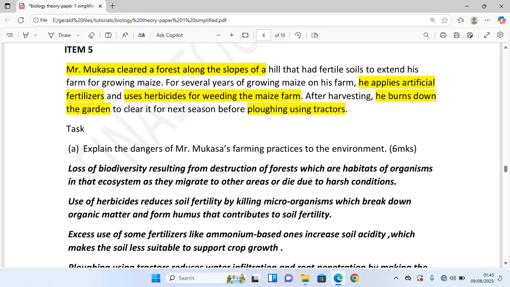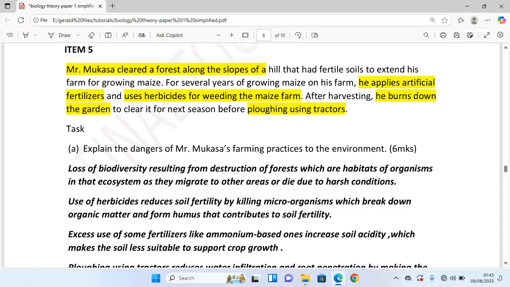So here you can see the major points highlighted, and then they say explain dangers of Mr. Mukasa's farming practices to the environment. Still the same thing. What are those practices? What dangers do they cause, and how? Loss of biodiversity, for example, as a problem resulting from what? Destruction of the forest. Why? Because the forest has habitats of these what?